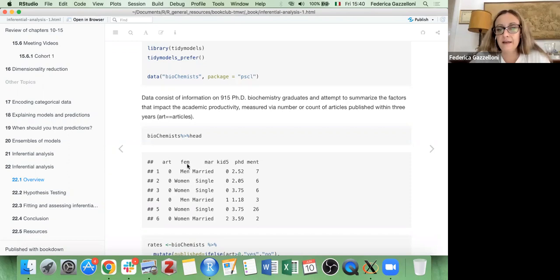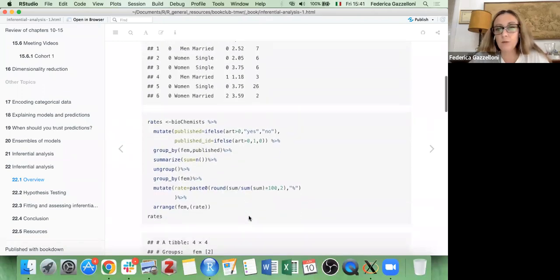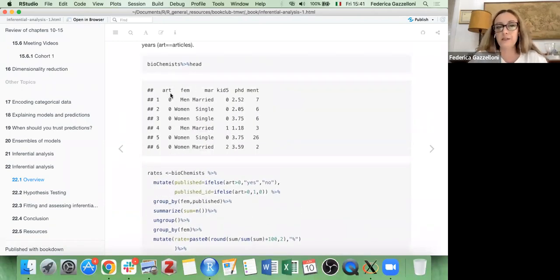And then there are differences about gender, if they're men or women, marriage, or if they have any kids. And this PhD variable is about the rank of the institution of the PhD course. So it goes from 0 to a maximum of 5. So it's a rank for the best course. Okay, so we don't use all this information, but we focus on the number of articles and the difference in gender.